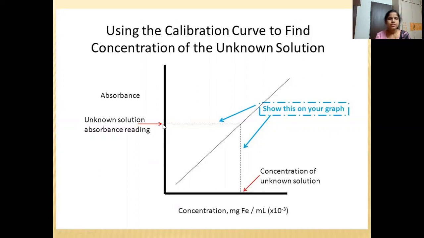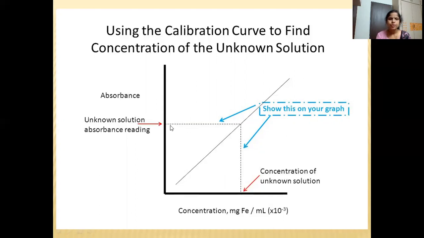Suppose the absorbance is found here. Mark it on the same calibration curve. This is a calibration curve. Suppose the absorbance is found here. Now what we have to do is mark that point and draw a perpendicular from both the y-axis and the x-axis, such that it touches the straight calibration line.